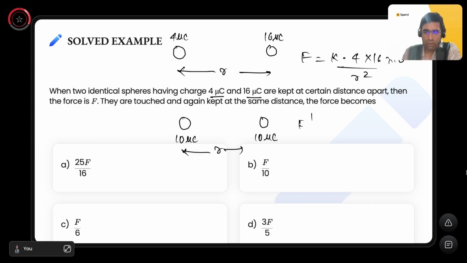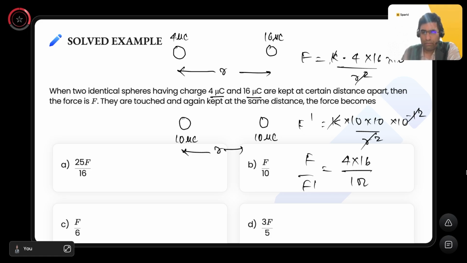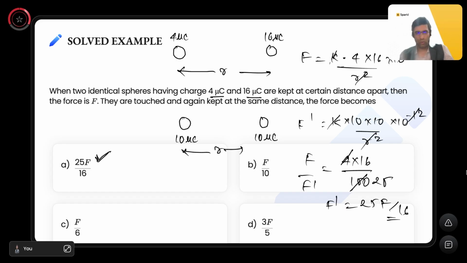So the F dash over here will become k into 10 into 10 into 10 to the power minus 12 upon r square. So divide these two. So F upon F dash will become, these all will get cancelled. So we are only concerned about 4 into 16 upon 100. This will become 25, so F dash will be 25F upon 16. So we have to do just a little calculation. The concept is Coulomb's law only. You have to just apply Coulomb's law.